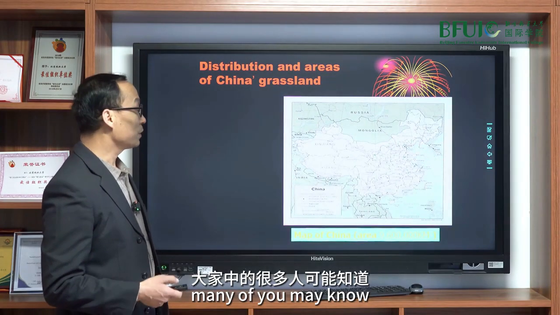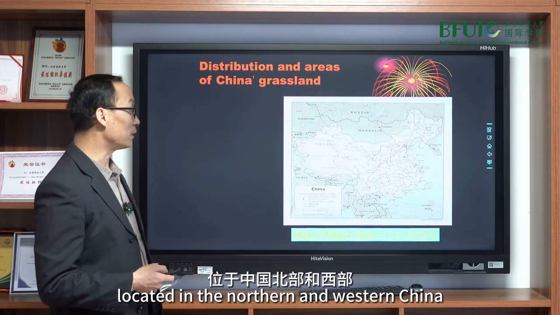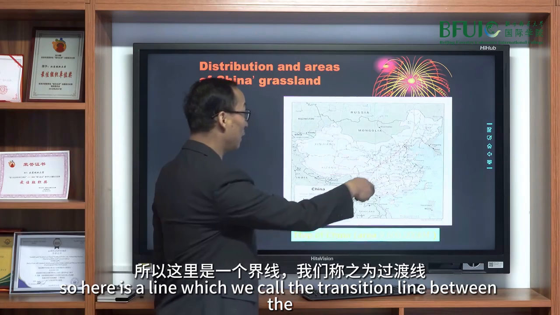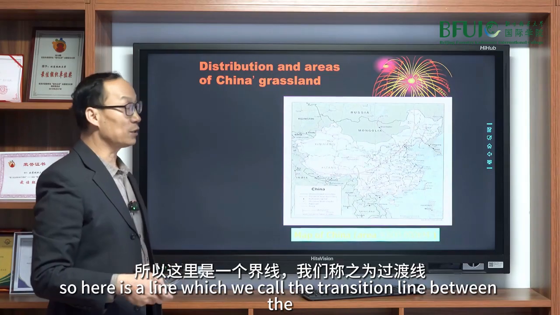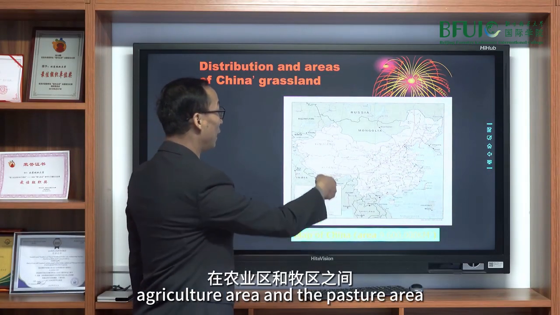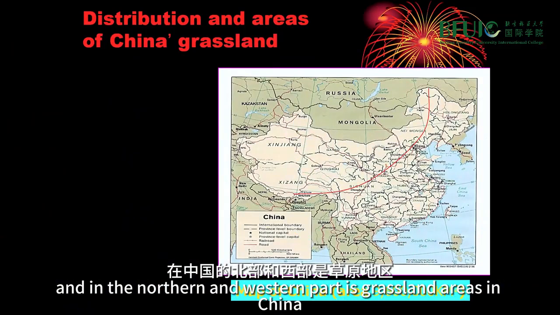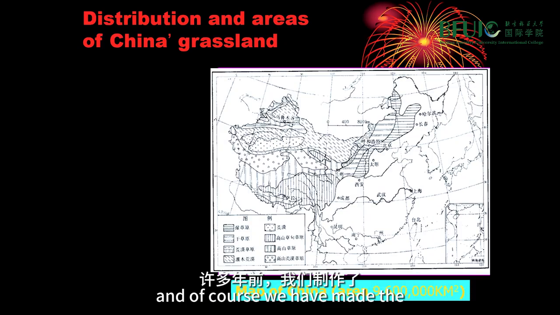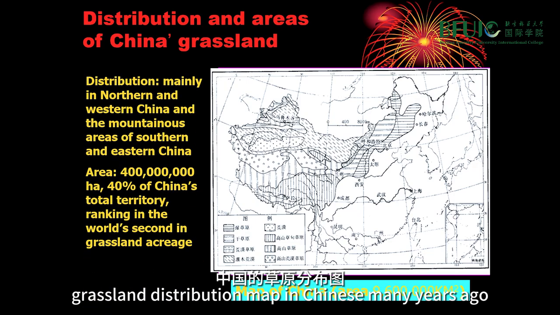Many of you may know the grassland is actually located in northern and western China. So here is a line which we call the transition line between the agriculture area and the pastoral area. And the northern and western part is grassland areas in China. And of course, we made the grassland distribution map in Chinese many years ago.